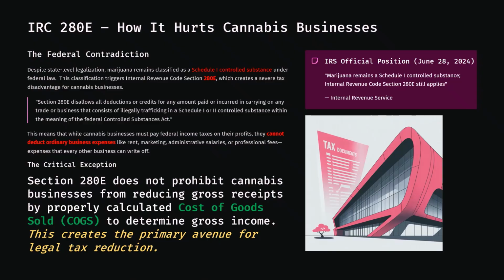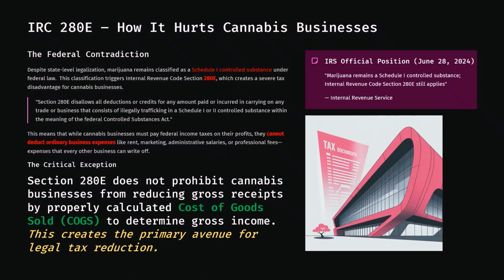Now, fast forward to today, cannabis is still federally illegal, and it's still classified as a Schedule I substance. So even if you're a fully licensed, state legal cannabis operator, the IRS still sees you as a drug trafficker under federal law.